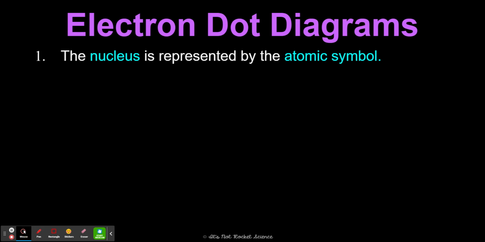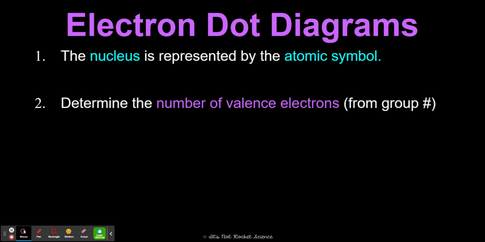So the nucleus is just represented by the atomic symbol. You just use the one or two letter symbol straight off the periodic table. Just remember, if it's a two-letter symbol, the first one's capitalized, the second one is not. If it's a one-letter symbol, it's always capitalized. Okay, so that's our nucleus.